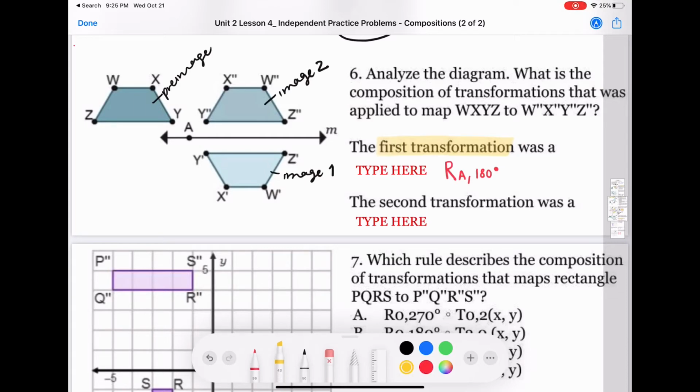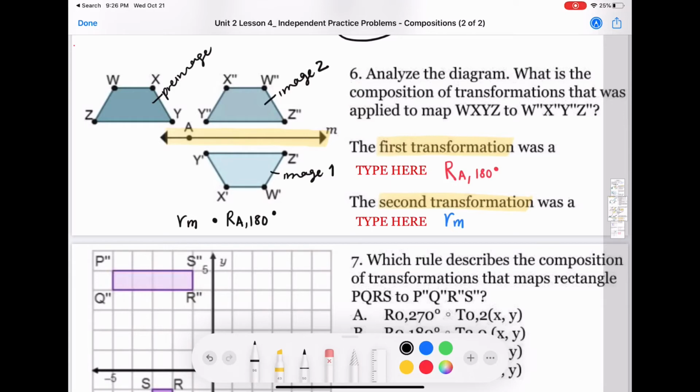Now, our second transformation will tell us what happens between image 1 and image 2. Well, it looks like what we had here was a reflection across this line, specifically a reflection across line M. And so therefore, we have identified our first transformation and our second transformation. If we wanted to create a composition of transformations, we would write this as our first transformation as the rightmost transformation, and then our second transformation as the leftmost transformation.